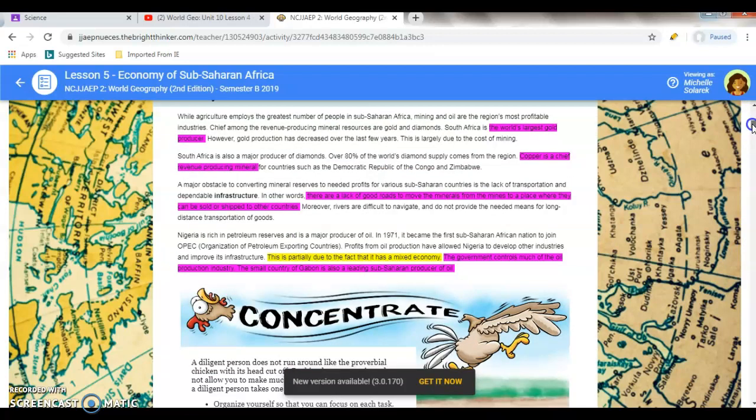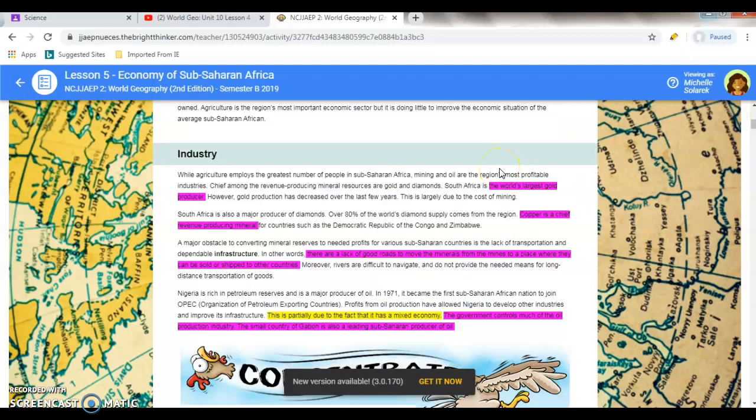Moving on, we're going to go into industry, though agriculture employs the greatest number of people in sub-Saharan Africa. Mining and oil are the region's more profitable industries, and South Africa is the world's largest gold producer. However, it has decreased over the last years due to the cost of mining. South Africa is also a major producer of diamonds. Over 80% of the world's diamond supply comes from that region, and copper is a chief revenue-producing mineral for countries such as the Democratic Republic of Congo and Zimbabwe.